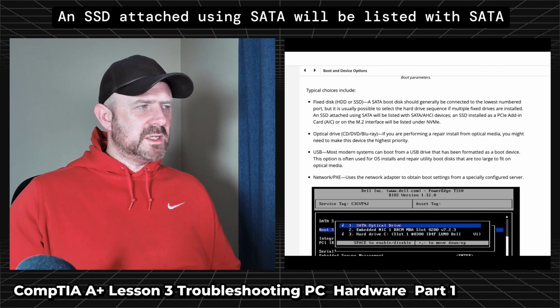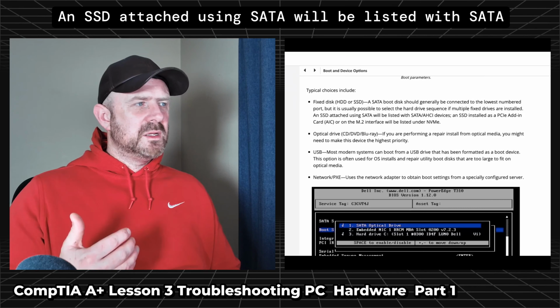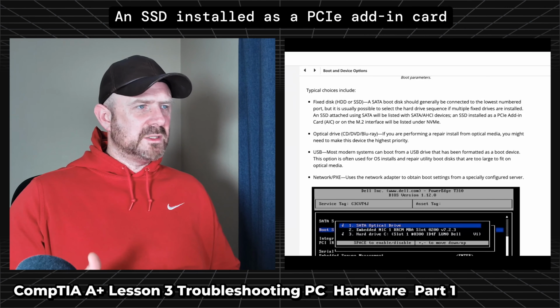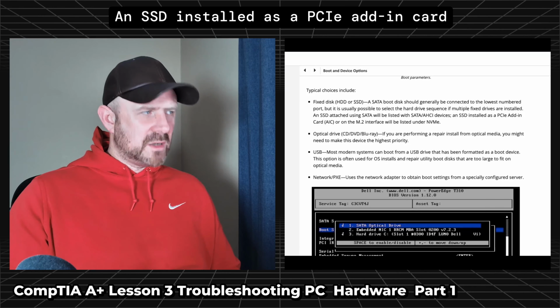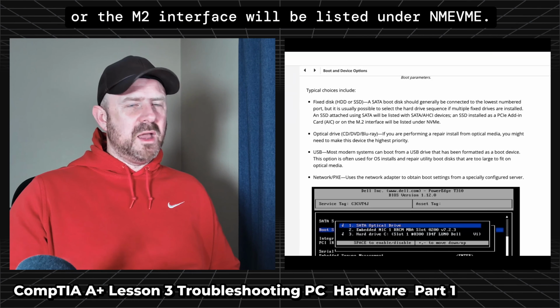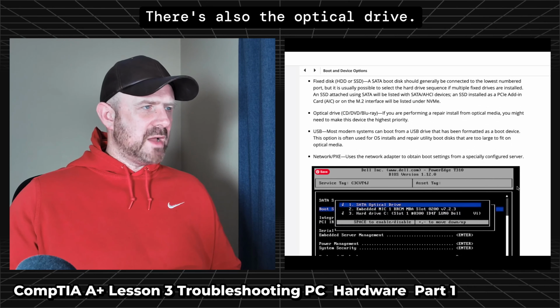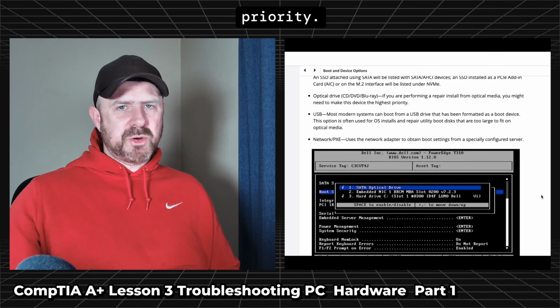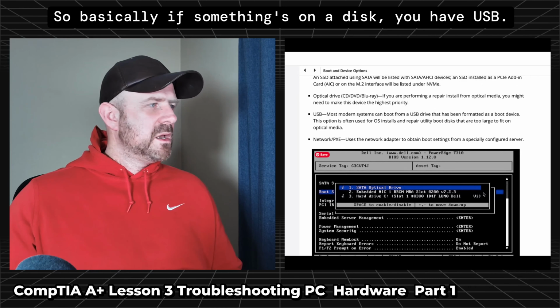An SSD attached using SATA will be listed with SATA/AHCI devices. An SSD installed as a PCIe add-in card or the M.2 interface will be listed under NVMe. There's also the optical drive. If you're performing a repair install from the optical media, you might need to make this device the highest priority. So basically, if it's something that's on a disk, you have USB.